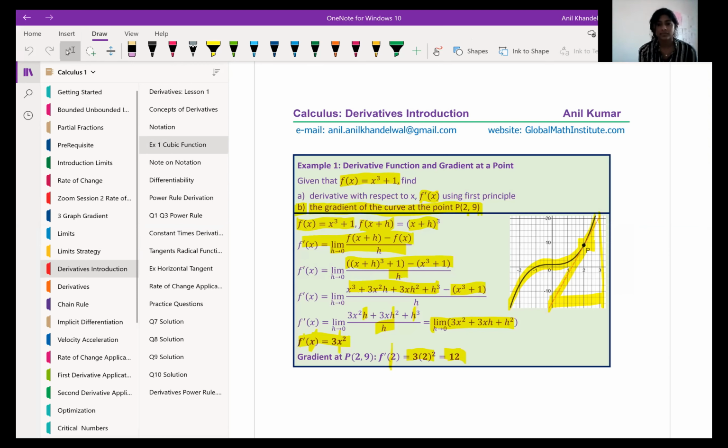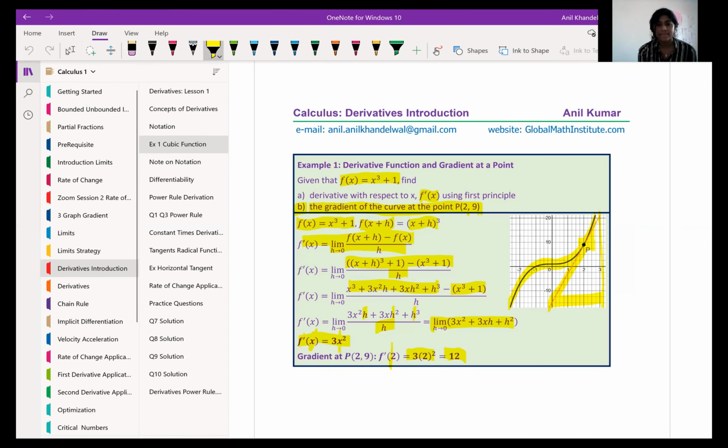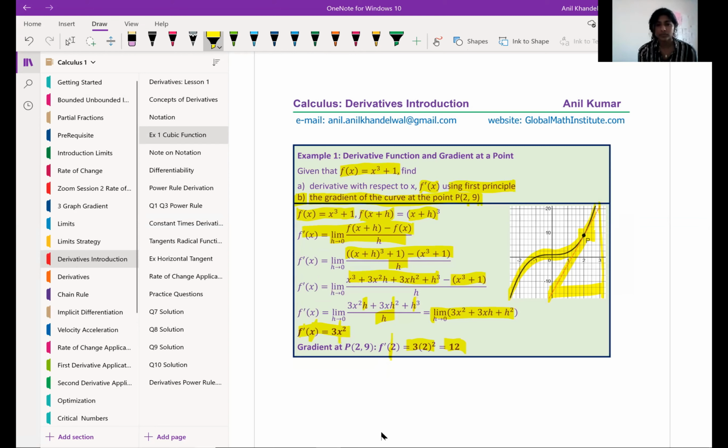And then we took up an example on how to solve questions on derivatives where we need to use the first principle. So, Amy, can you explain this particular screen? What are we doing here? Given that f of x equals x cubed plus 1, find the derivative with respect to x, so f dash x using the first principle. It clearly states that.